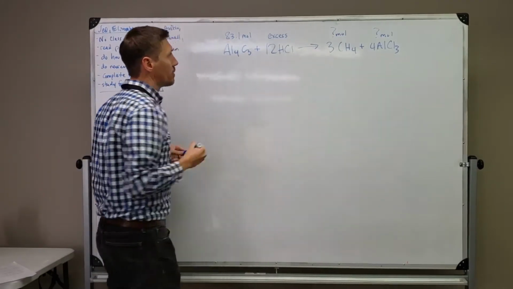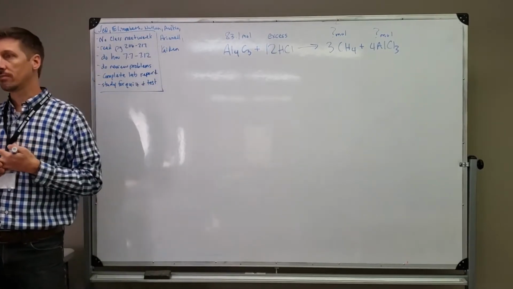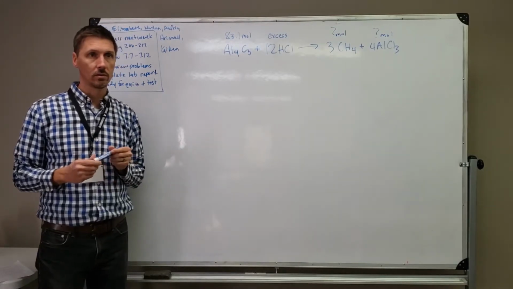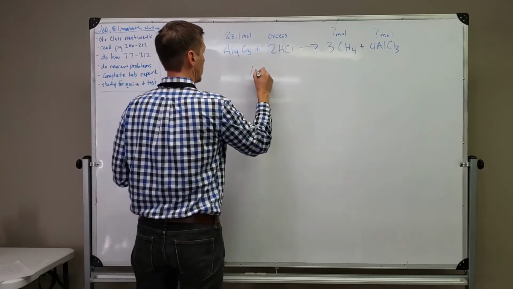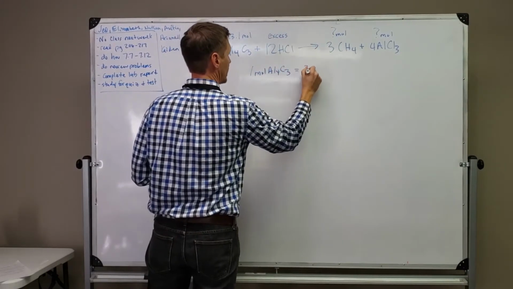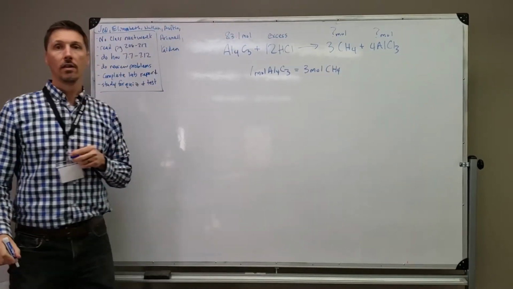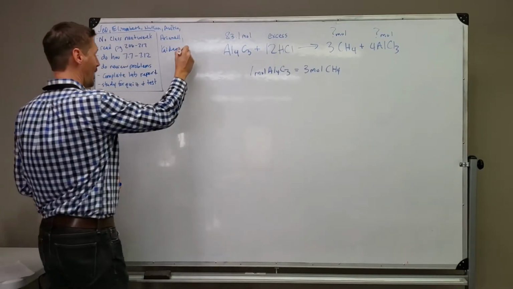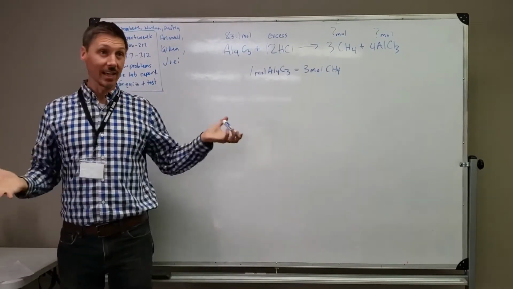How am I going to determine the number of moles of this if I know the number of moles of this? What's the relationship that's important? What conversion relationship matters? 1 mole of Al4C3 equals 3CH4. Exactly. 3 moles of CH4. Thank you, Joey. All right. That's exactly right.